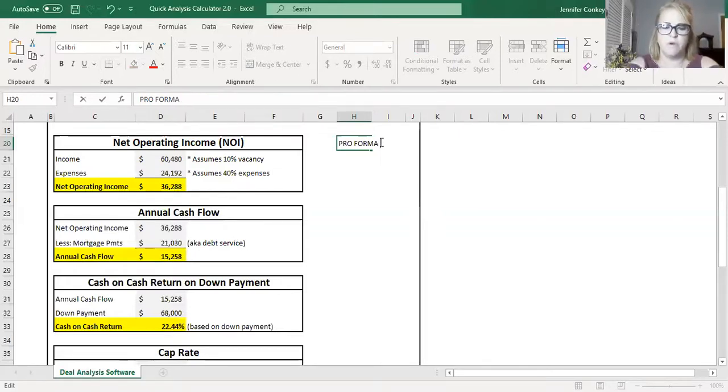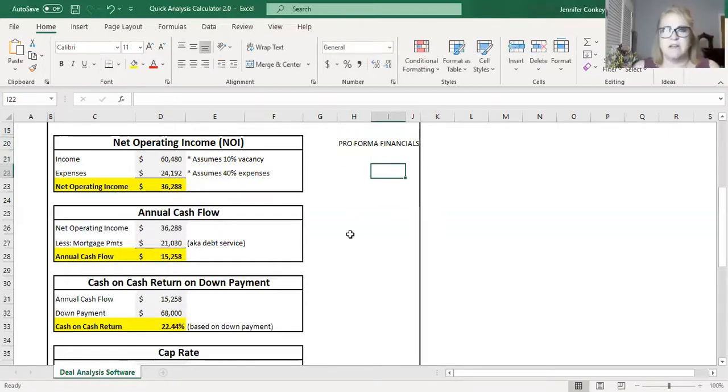So pro forma financials are basically the financial statements that are going to show you what the seller is saying the performance of the property is. Now, what's realistic or what's reality might be something slightly different than that, but it's their representation, what they're telling you about. All right, so net operating income, so the income, which would be rents.